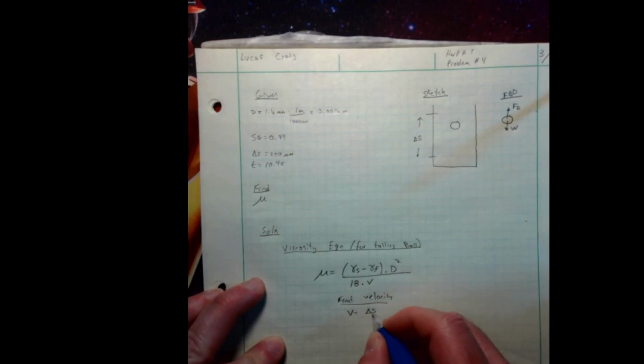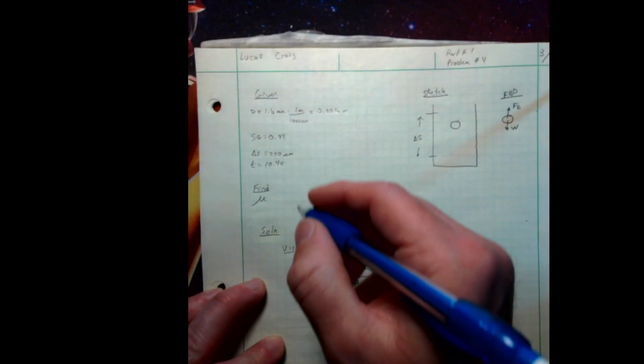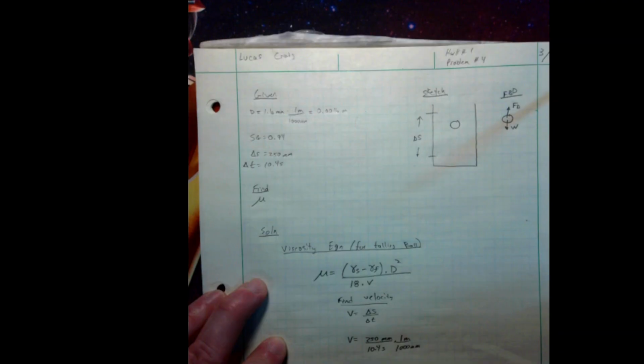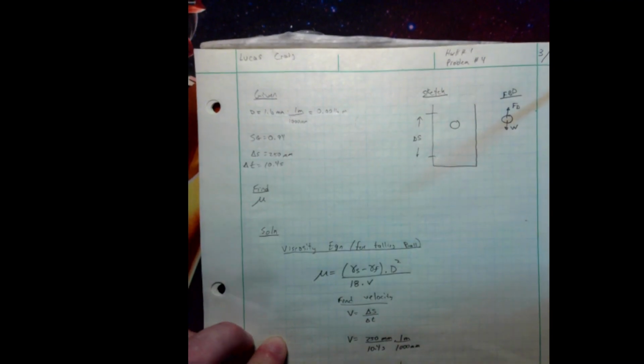V equals delta S over delta T. All right, and if you want, we can change this to delta T in the givens. V equals 250 millimeters over 10.4 seconds. We're going to convert this to meters. There's 1,000 millimeters in 1 meter, right? Now V is equal to, I already have it done, 0.024 meters per second. Okay.